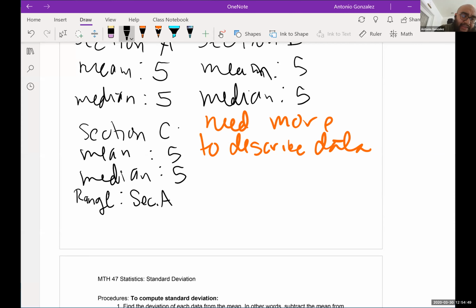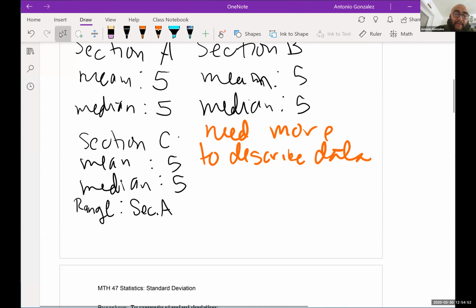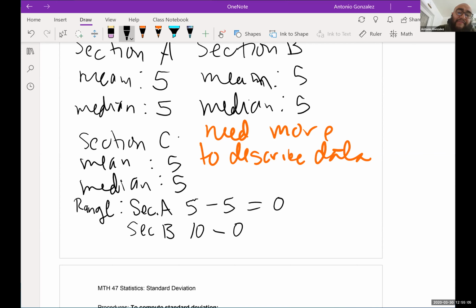For section A, the range would be largest value is 5, smallest value also 5. So we get 0. All right. Section B, the largest value is 10, the smallest value is 0. So the range is 10. And now we start to see, all right, along with the mean and median, the range, now that's giving me more information, right? And that's all the purpose of these extra statistics are, right? We just want more information, right? Because we see that the mean and median are not enough to describe every single data set, all right?